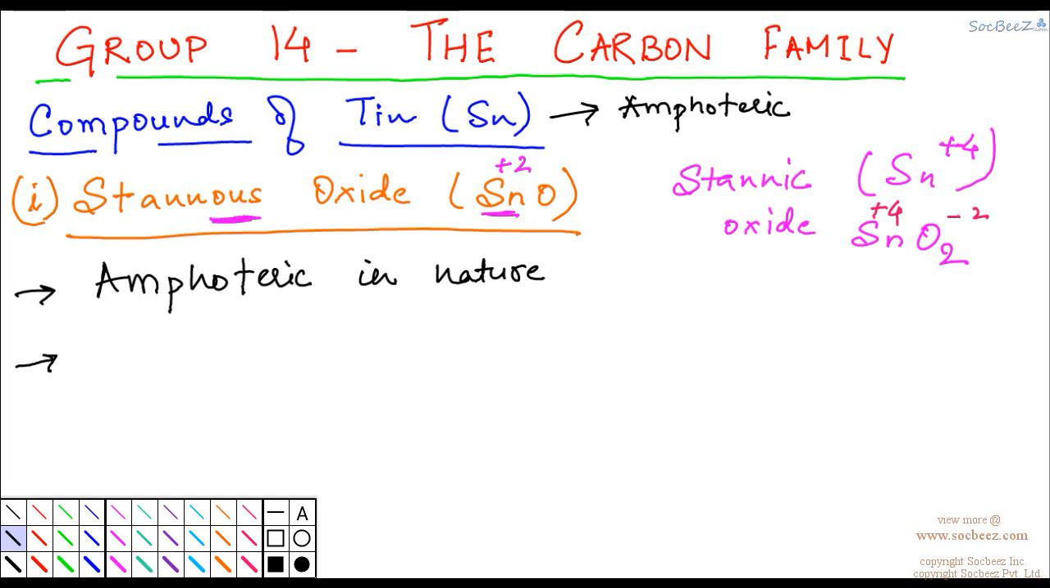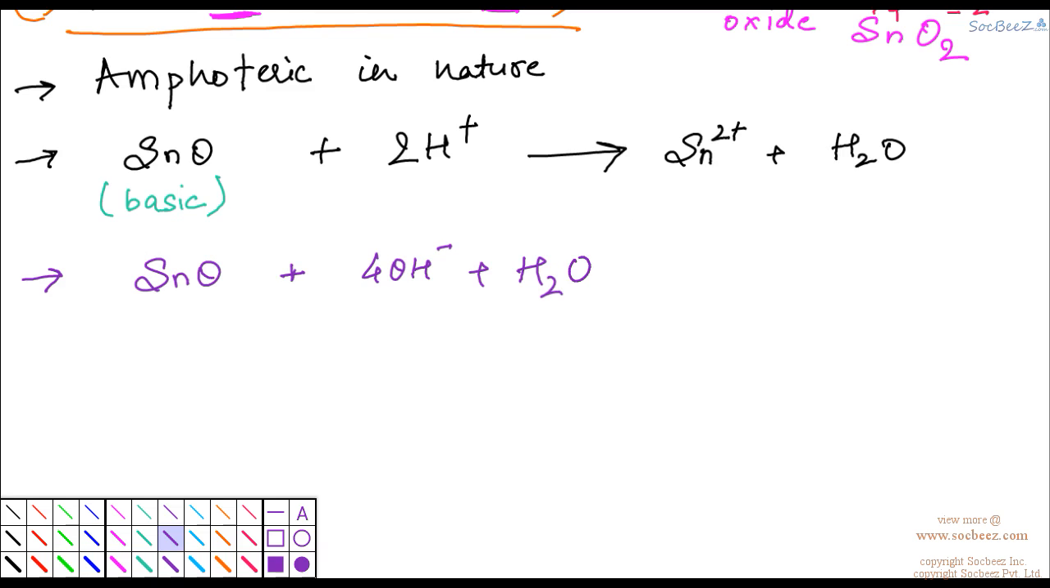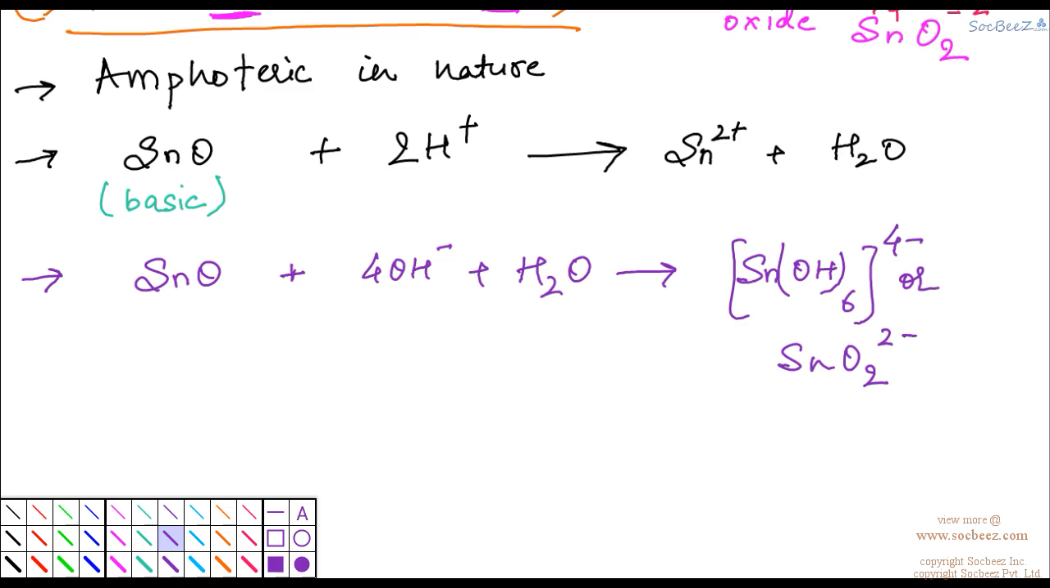The reactions of stannous oxide with acid and bases are as follows. SnO, when it reacts with acid, that is H+, gives Sn2+ plus water. Here SnO acts as a basic oxide. Now when SnO reacts with OH-, it forms [Sn(OH)6]4-, or, if you remove water, you can write this as SnO2 2-.